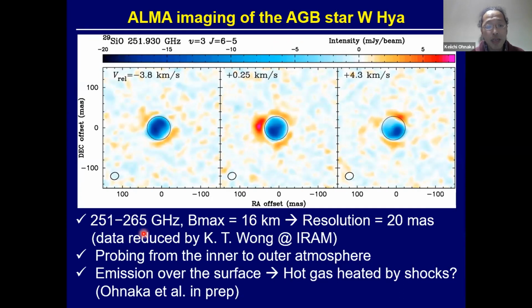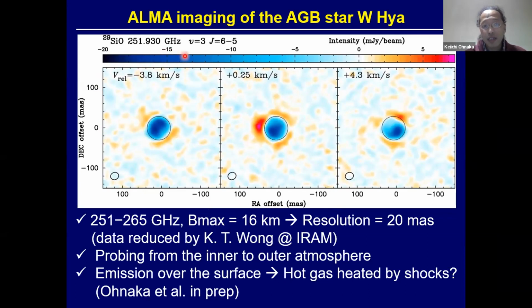we got the ALMA data in band 6 near 250 or 260 gigahertz with a maximum baseline of 16 kilometers. And with this setup, we can achieve a resolution of about 20 milliarcseconds, which is basically comparable to the previous SPHERE image. And the data were reduced by GILDAS at IRAM. And what's shown here are three channel maps. So this is the systemic velocity, and the blue-shifted and the red-shifted.